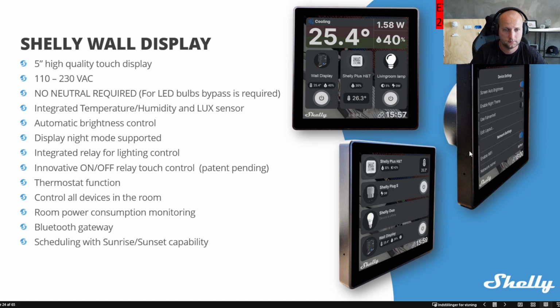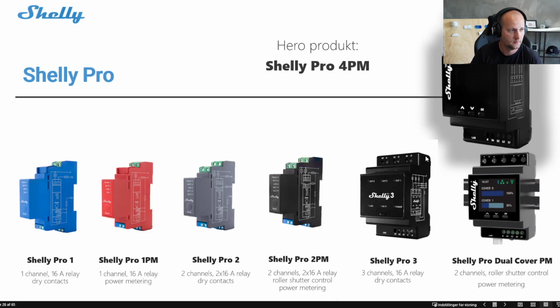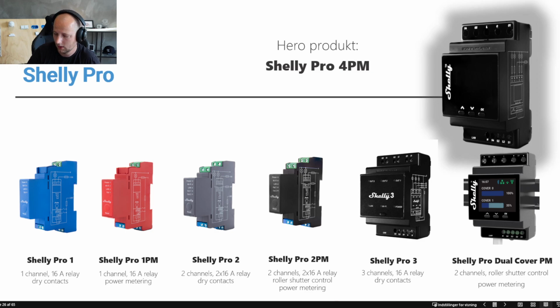Let's continue. The DIN rail line. The Pro series is for DIN rail mounting in the electric panel, and if you remember the colors, they will go again. I will just remove this so you can better see here. The Shelly Pro 1 is a 1-channel 16 amps relay with dry contacts, meaning no power metering. Shelly Pro 1 PM is a 1-channel 16 amps relay with power metering. Shelly Pro 2 is a 2-channel, 2 times 16 amps relay with dry contacts.